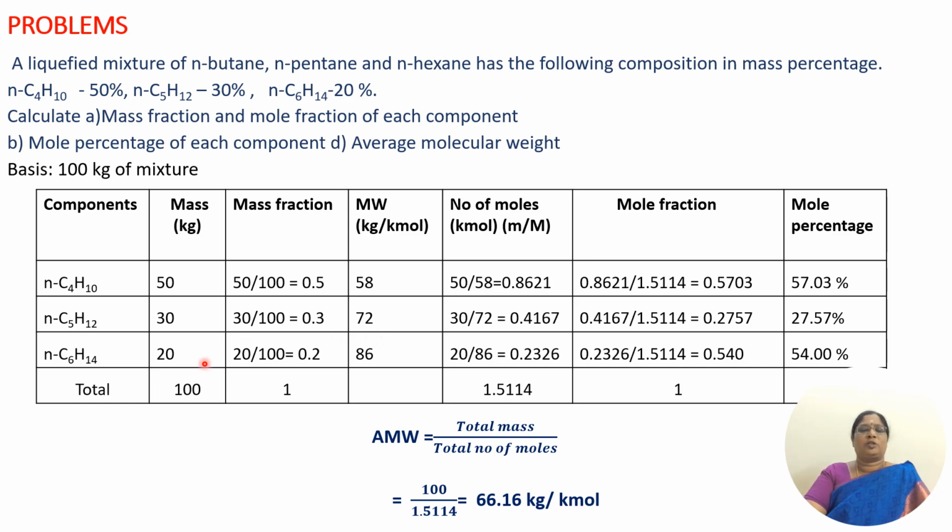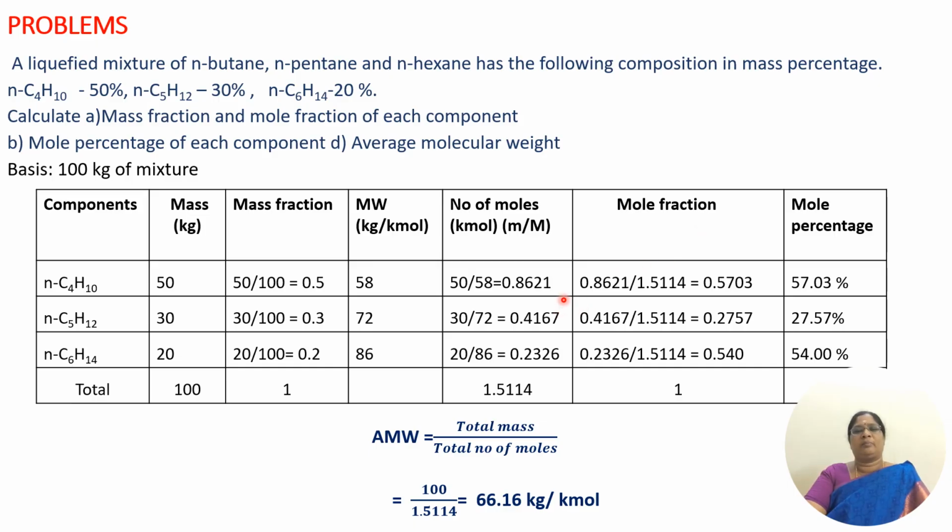Third one, the mass is 20 divided by its molecular weight, 86, which gives the values 0.8621, 0.4161, and 0.2326. The total number of moles is 1.5114. Mole fraction, we know the formula: mole fraction is individual moles divided by total number of moles.